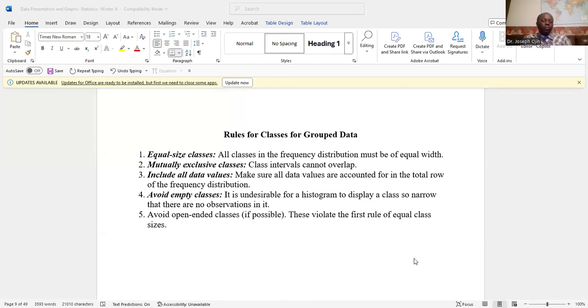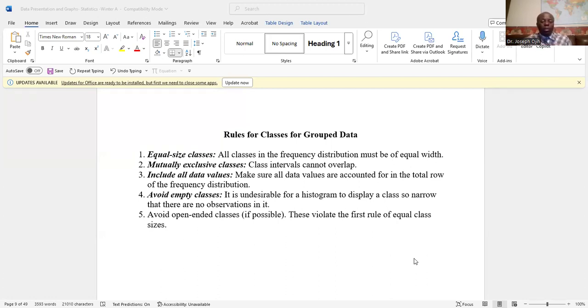First of all, equal size classes. You try as much as you can to make sure that all classes in the frequency distribution are equal in width. Class width must be equal. The class intervals also have to be mutually exclusive so that they don't overlap.